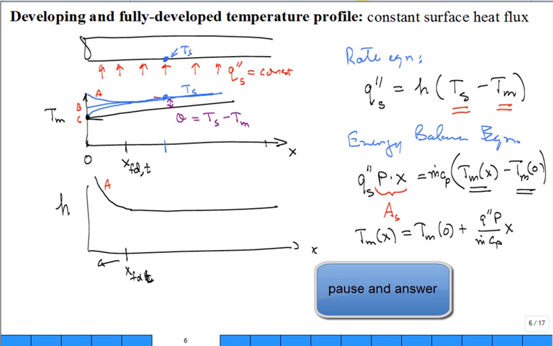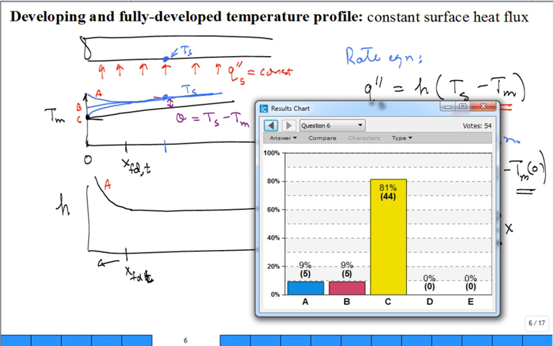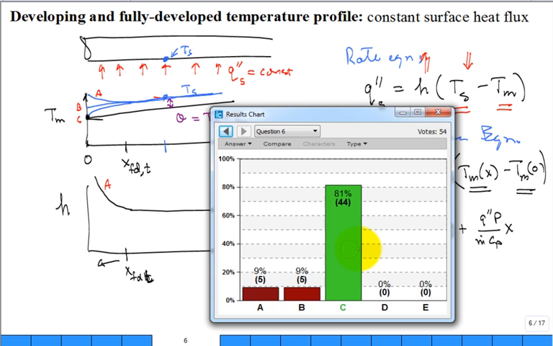Let's go ahead and stop, and we'll see what we get. The H is higher, the delta T is lower for the same Q double prime. So what did you use? You used this equation. You said the H was higher, the same Q double prime, hence the delta T can be lower. And so that's the right answer, isn't it?